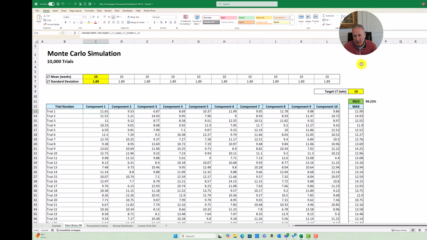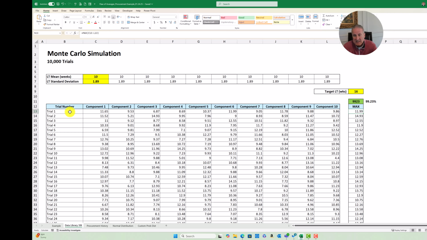Now, out here in column N, where the column heading is max, what I'm looking for here is what is the maximum number of each one of these 10. Why is it the max and not the min that matters here? Well, I'm using maximum because I can't make this product until all of the 10 products are in-house, right? I've ordered 10 different things and I can't do anything with it until the last one finally gets in. So I'm really only interested in the longest lead time. And in this case, it's 11.99 weeks.